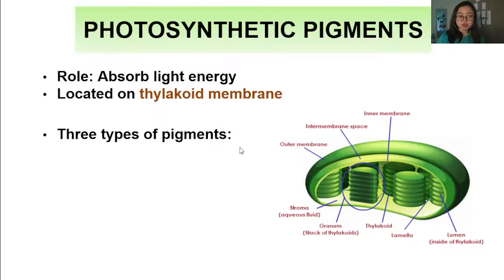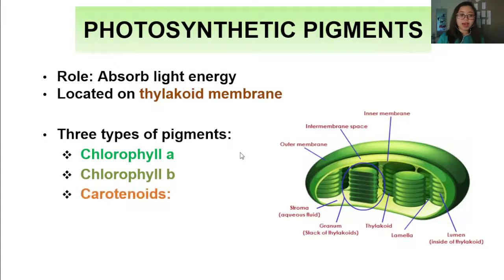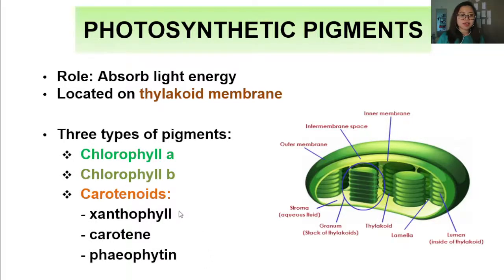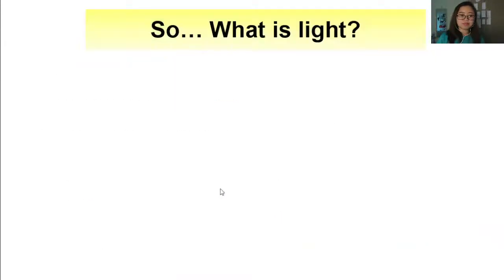There are three types of photosynthetic pigments, which are chlorophyll A, chlorophyll B, and carotenoids. Under carotenoids, we also have xanthophyll, carotene, and pheophytin. So these are three examples of carotenoids that you would find in most plants. Of these three types of pigments, chlorophyll A is a primary pigment, whereas chlorophyll B and all these carotenoids are called accessory pigments. And when we talk about absorbing light, we should understand what is light.